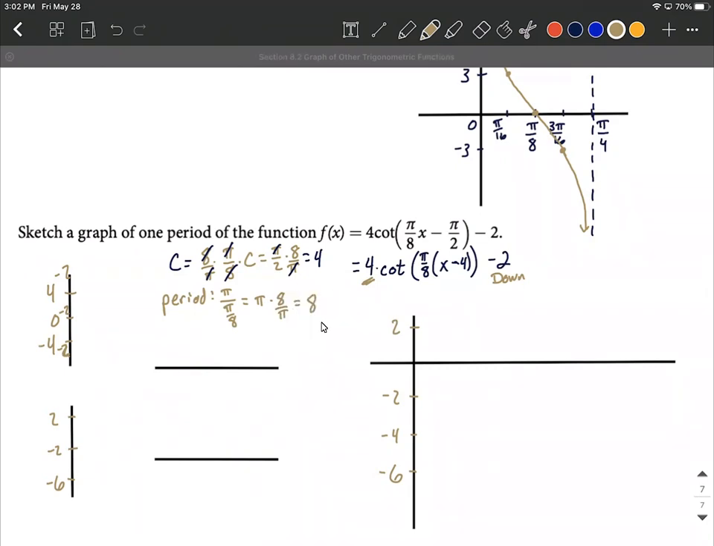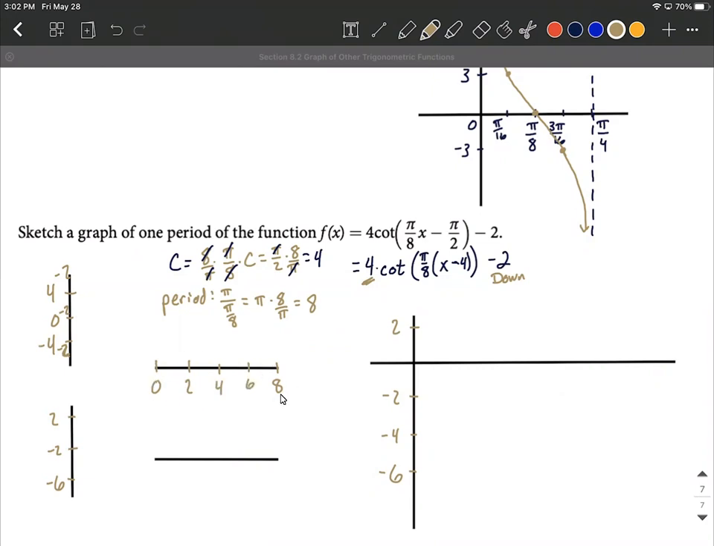So what that tells us, the period being 8, is that it's going to be 8 total units from beginning to end. And if I wanted to label my x-axis, that would be from 0 to 8. I want to point halfway in between, which will be 4. Halfway between that will be 2. And halfway between 4 and 8 makes 6.